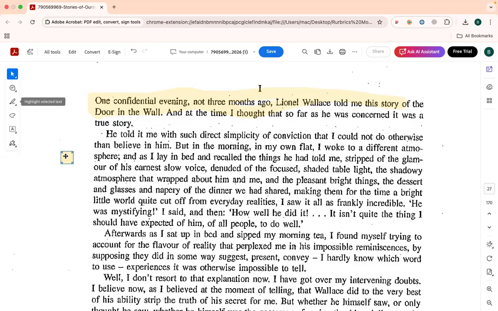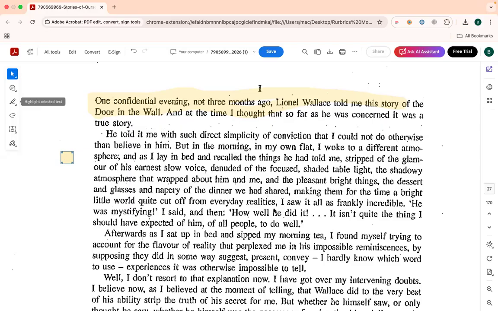He told it me with such direct simplicity of conviction that I could not otherwise than believe in him. But in the morning, in my own flat, I woke to a different atmosphere, and as I lay in bed and recalled the things he had told me, stripped of the glamour of his earnest, slow voice, denuded of the focused, shaded table light, the shadowy atmosphere that wrapped about him and me, and the pleasant, bright things, the dessert and the glasses and napery of dinner we had shared, making them for the time a bright little world, quite cut off from everyday realities.